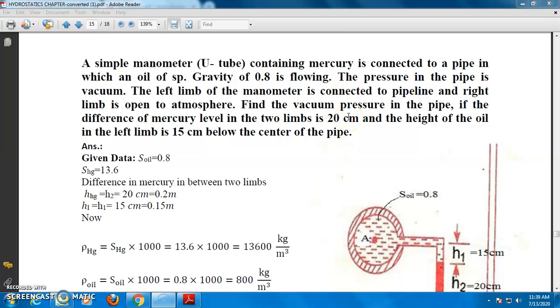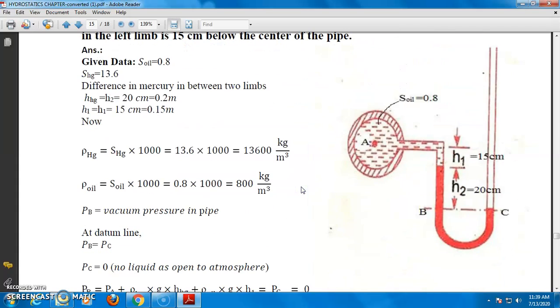So the first question is clear. You have to calculate the vacuum pressure, and it is a simple U-tube manometer. Okay, so this is the figure. This is the pipe where the oil is flowing with specific gravity 0.8. You have to measure the pressure of that pipe.